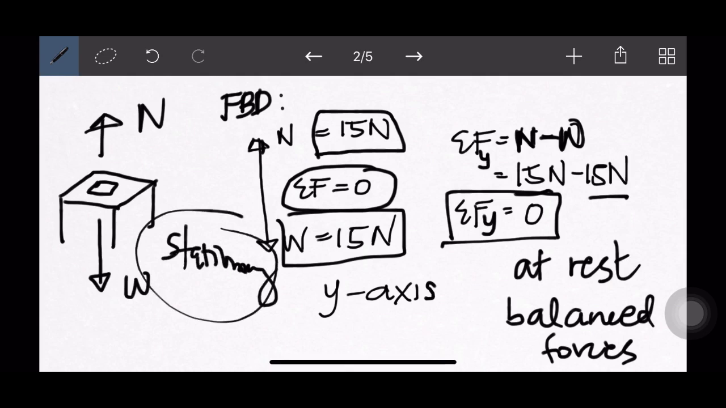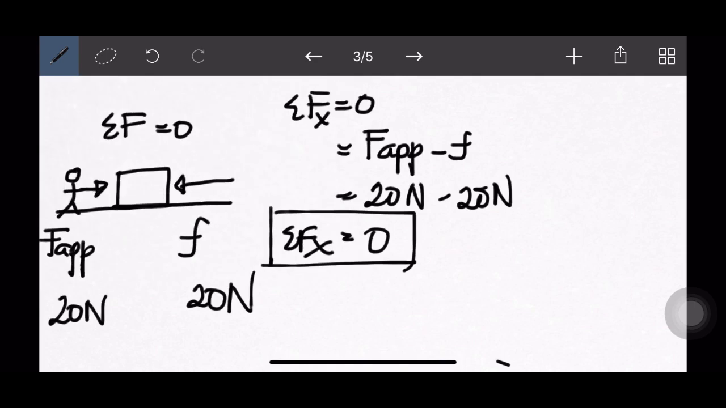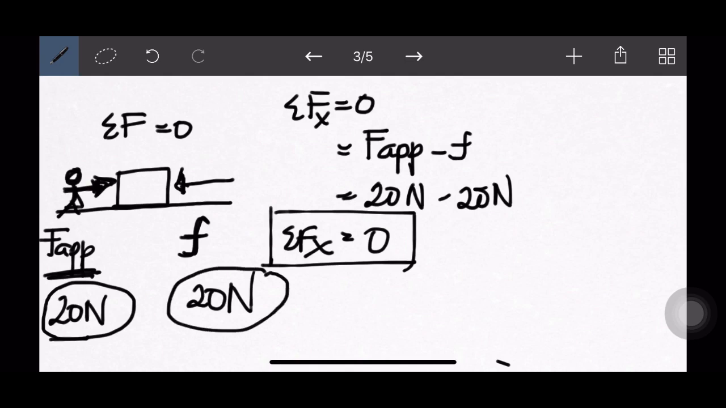Alright. Okay, let's go to the x-axis. Let's say, for example, this is Miss Casey. She is trying to push a certain object in the direction opposite of her. But then she can't move it because there's a certain friction that's opposing the applied force. So let's say this is Miss Casey's applied force, 20 Newtons. And since the object is not moving, it must be that the friction force is also equivalent to the applied force of Miss Casey.